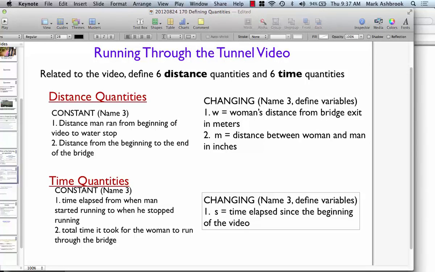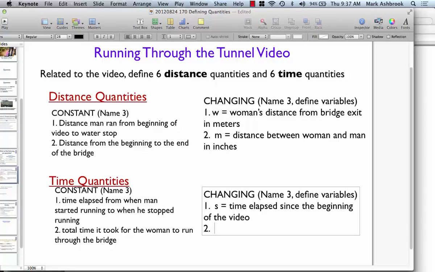Cool. There was another one up here. Let's see, T equals the distance between the rhythm of the woman's gait. This is a time. We want a time quantity. So T equals seconds between footsteps. Is that what changed? Right. The number of seconds.